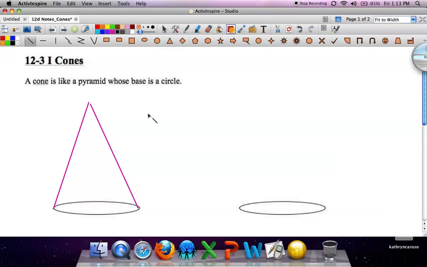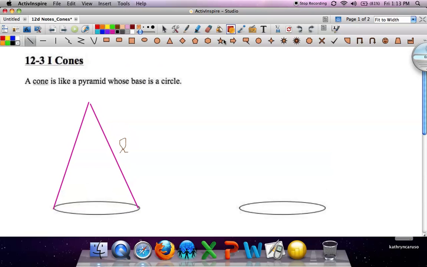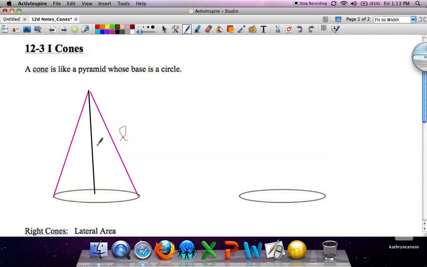The first one is the lateral area, which is the area on the side of the cone. We call that L, L for lateral area. The height of the cone is what we've been using the letter H for. And the third thing that we need is R, radius.